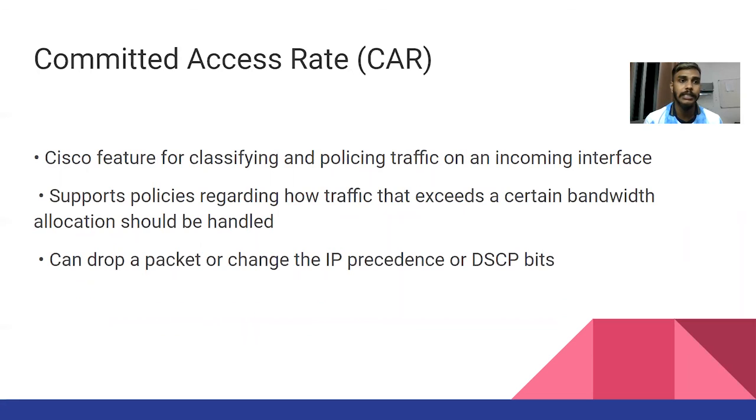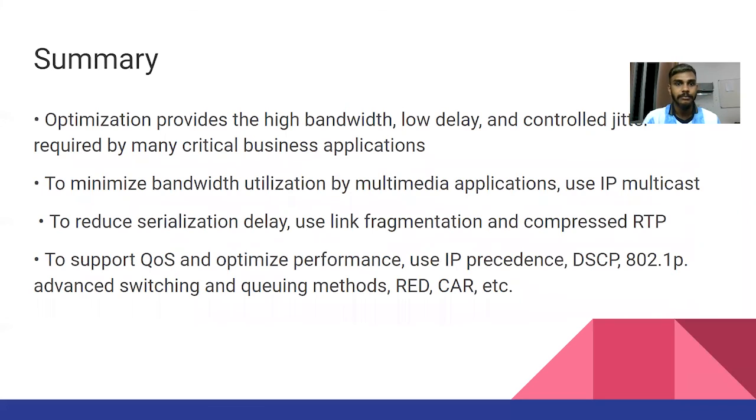Moving to the next is Cisco committed access rate, which is known as CAR. It is a Cisco feature for classifying and policing traffic on an incoming interface. It supports policies regarding how traffic that exceeds a certain bandwidth allocation should be handled, and can drop a packet or change the IP precedence or DSCP bits.